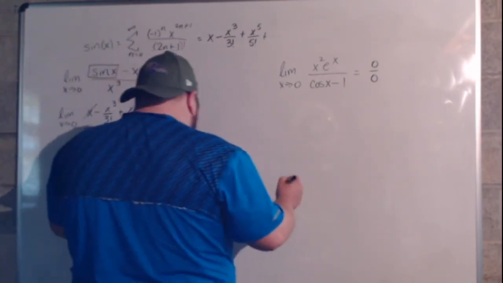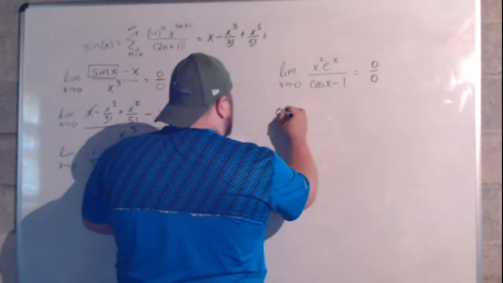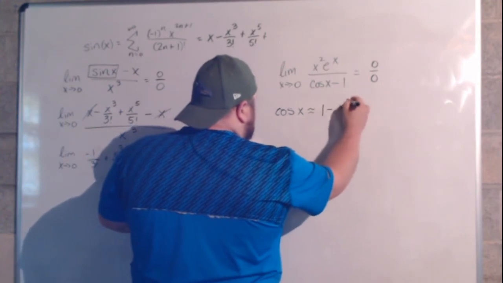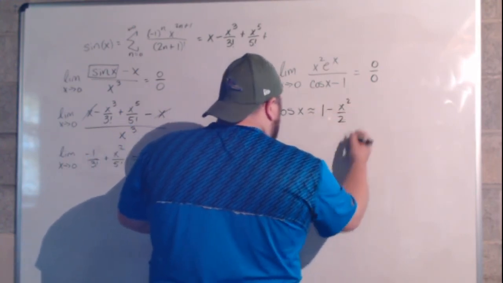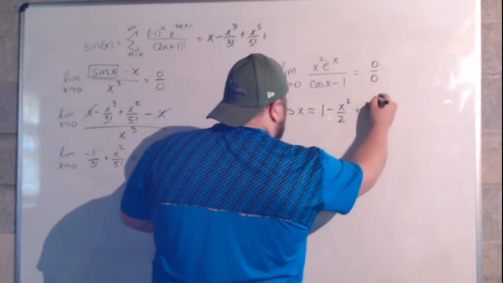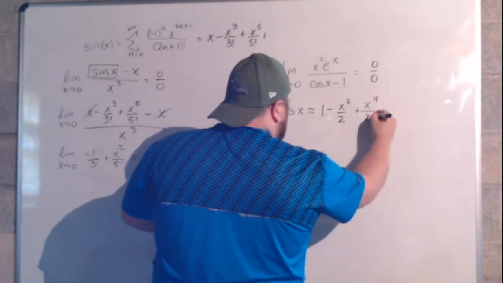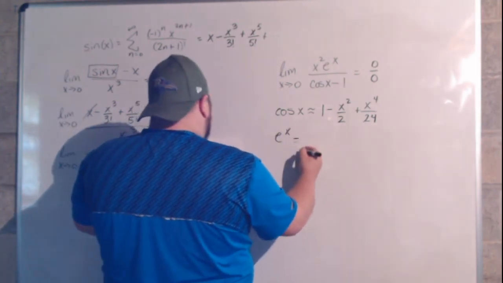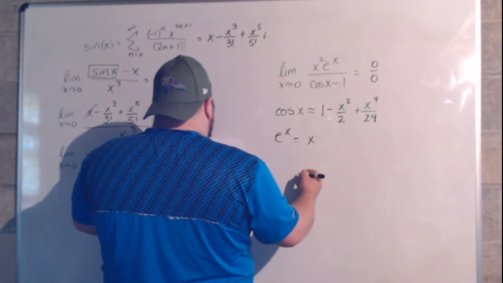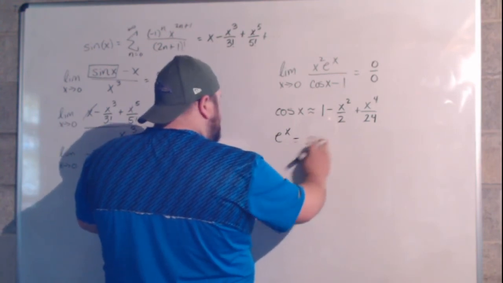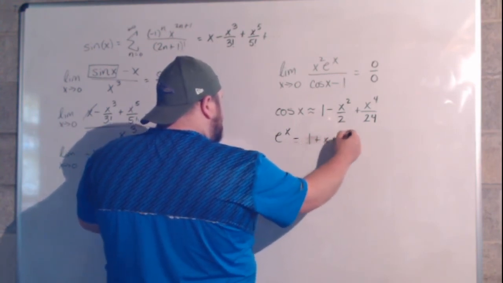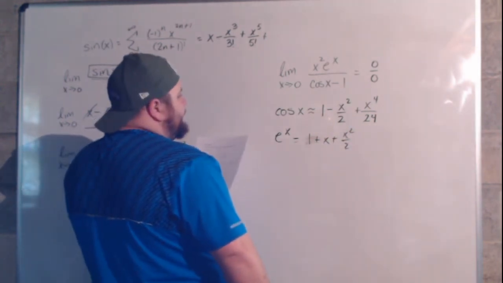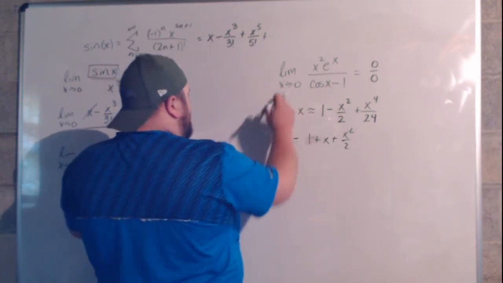So we need the first couple terms of cosine, which are 1 minus x squared over 2. And then that would be plus x to the 4th over 24 if we go out 3 terms. And e to the x, or sorry, 1 is the first term, plus x squared over 2. Alright, so let's plug it all in.